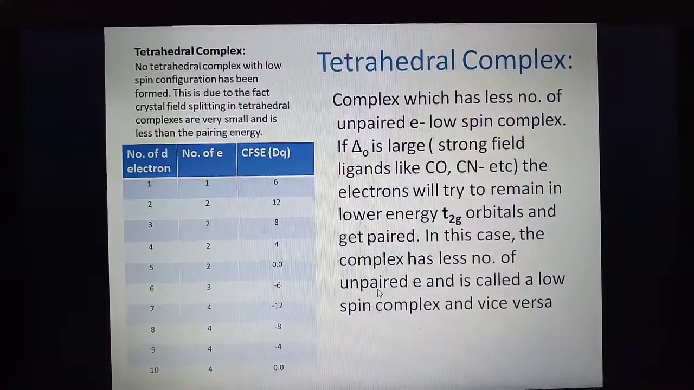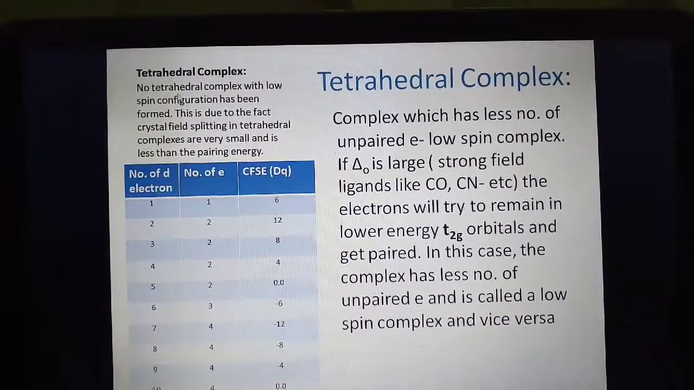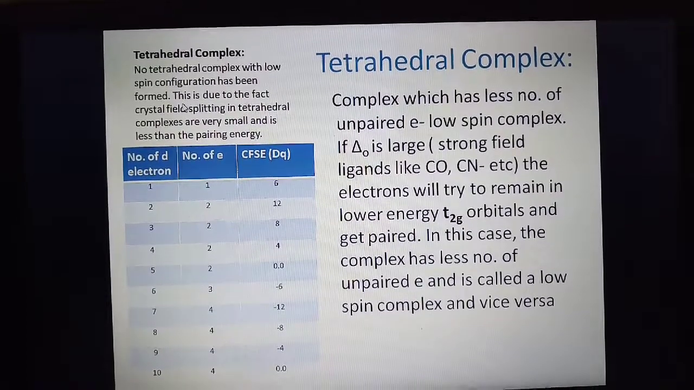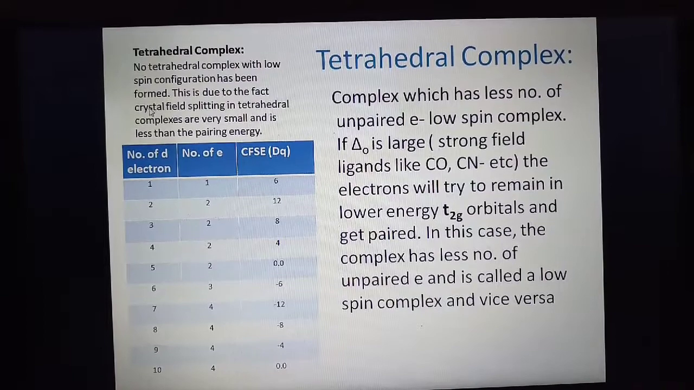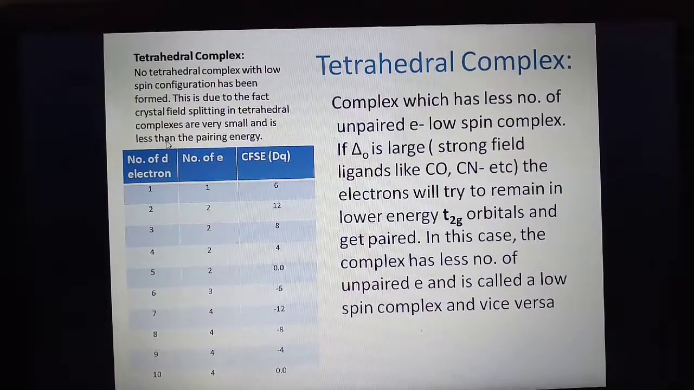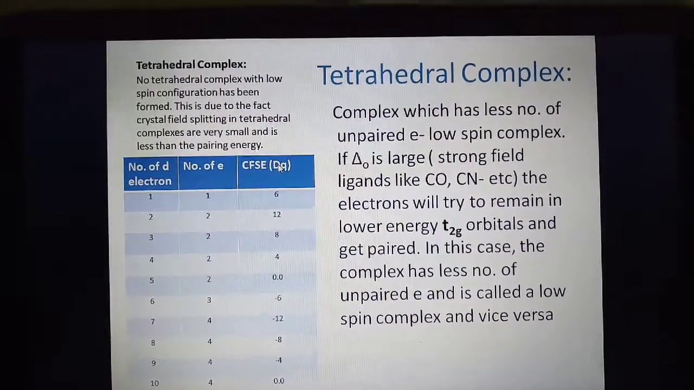For the tetrahedral complexes, the CFSE is something different. No tetrahedral complexes with low spin configuration have been formed. They are always high spin. This is due to the fact that crystal field splitting in the tetrahedral complexes is very small and is less than the pairing energy, so it can always be neglected.